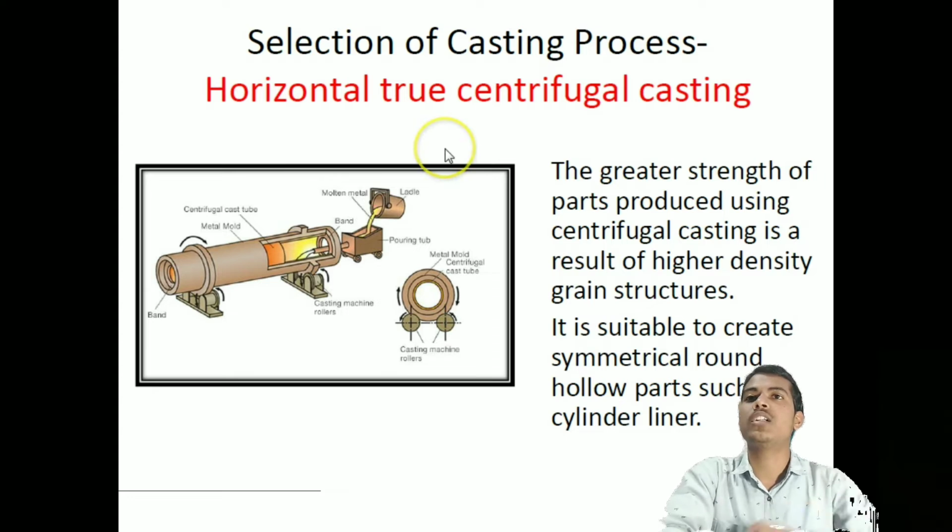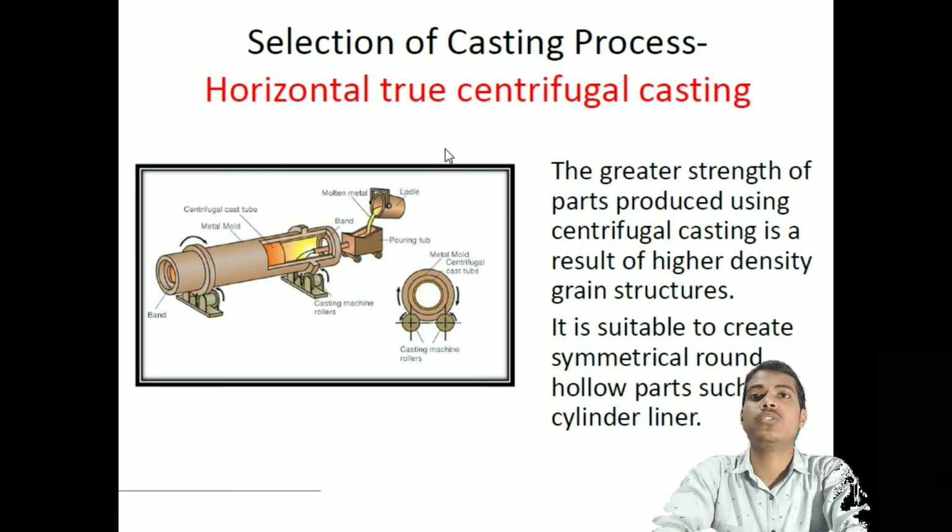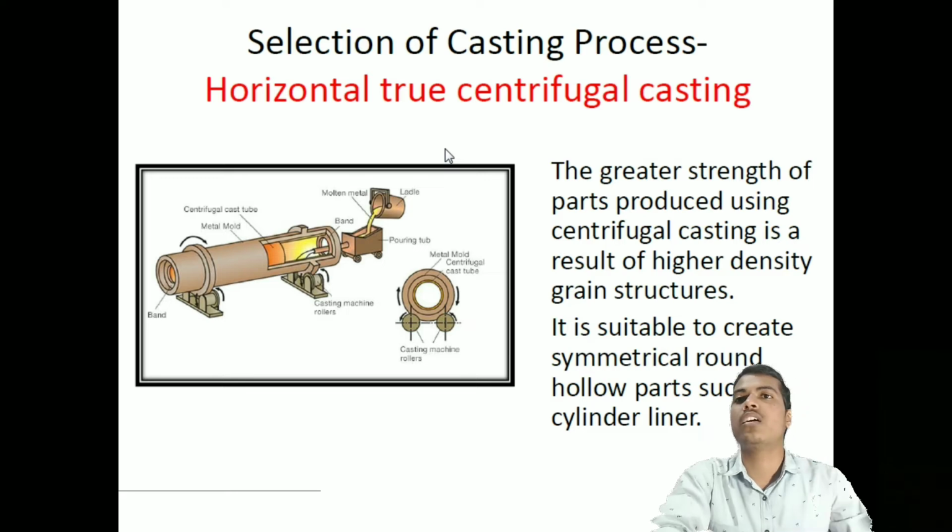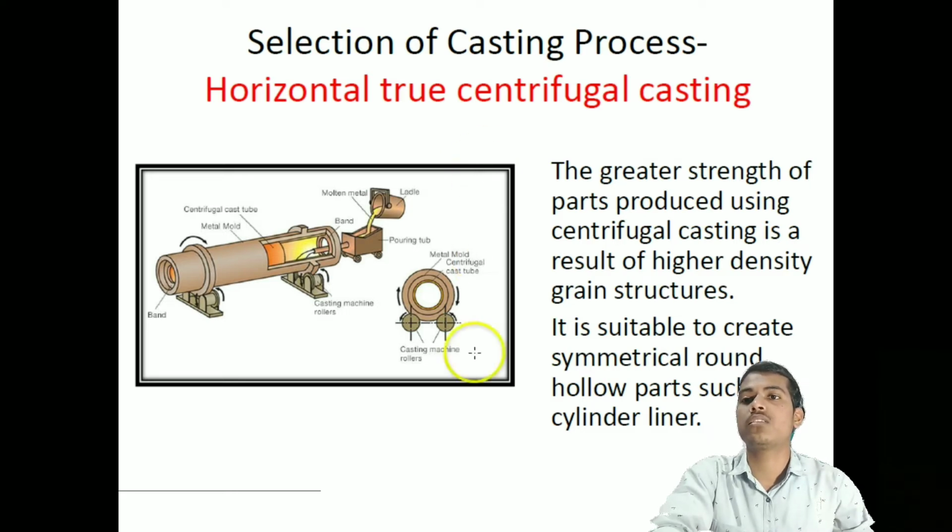I selected horizontal centrifugal casting. In this process, the greater strength of a part produced using centrifugal casting is a result of higher density grain structure. It is suitable to create symmetrical round hollow parts such as cylinder liner. Now I will show you the basic principle or working of centrifugal casting.